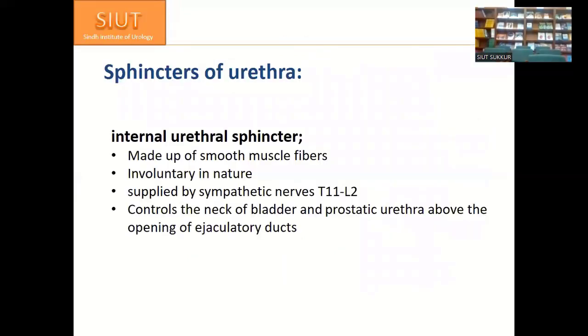Here are the two sphincters of the urethra. The internal urethral sphincter is made of smooth muscle fibers, involuntary in nature, and supplied by sympathetic nerves from T11 to L2. It controls the neck of the bladder and the prostatic urethra above the opening of the ejaculatory ducts.